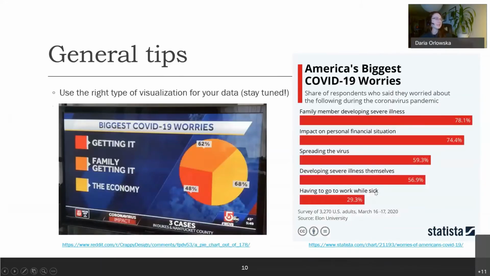Okay. Other tips: use the right type of visualization for your data. It can sometimes be confusing with all the visualizations out there to know which one you should be using. But let's take, for instance, the one on the left-hand side, which is a photo of a visualization that was used in the news. What are some things that immediately jump out at you?